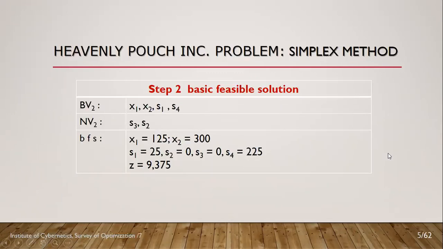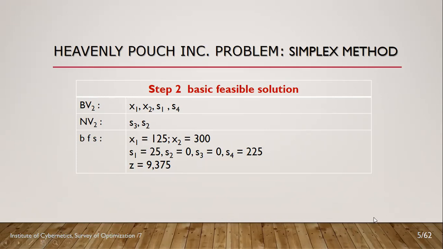And the basic feasible solution is represented on this side. So we ignore the slack variables here. The slack variables, when we report the final solution, are not included in the original problem. So that's why we can ignore them.